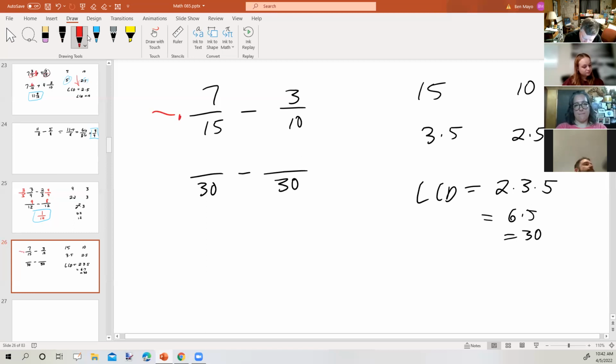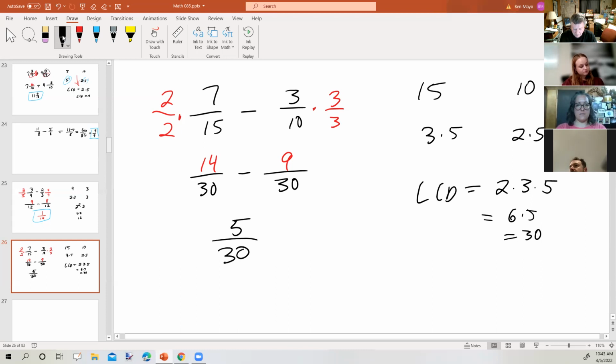So I've got to multiply 15 times 2 to get 30. So 7 times 2 is 14. So 7/15 gets built up to 14/30. Second fraction, I need to multiply 10 times 3 to get 30. So I need to multiply the numerator 3 times 3 to get 9. So 3/10 becomes 9/30. Now that I have two fractions with the same denominators, I can add, or in this case, subtract the numerators. 14 minus 9 is what?